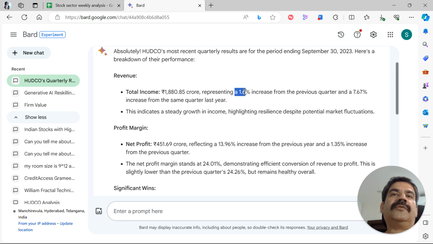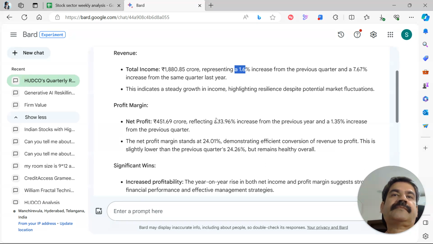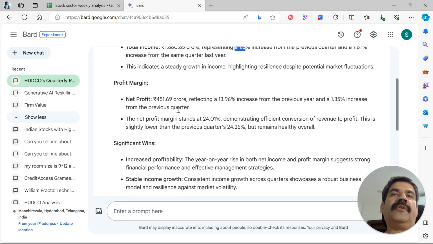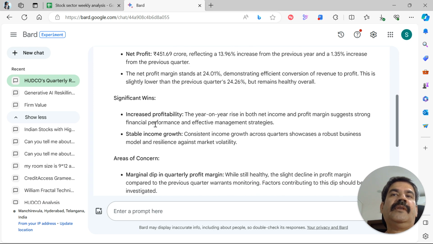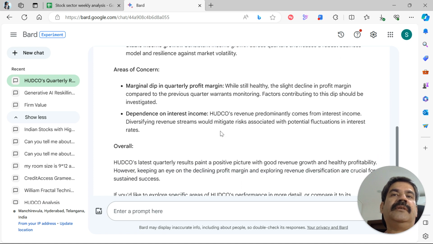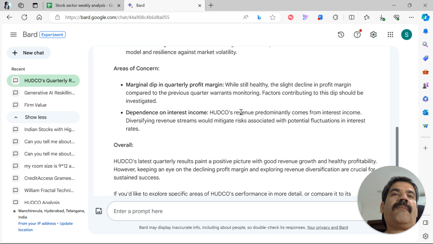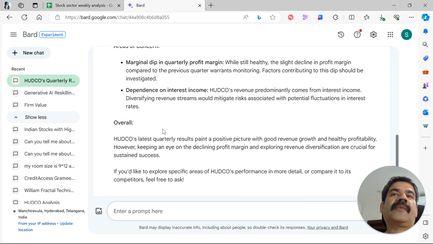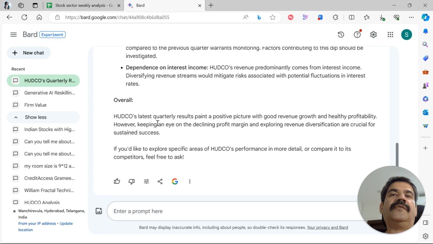So it is showing an increase of 1.6% from the previous quarter and 7.67 in terms of the income. Net profit also reflects 13.96% and 1.35% from the previous quarter. So it is indicating increased profitability, stable income growth, marginal dip in quarterly profit margin. And it is also calling out the areas of concern.